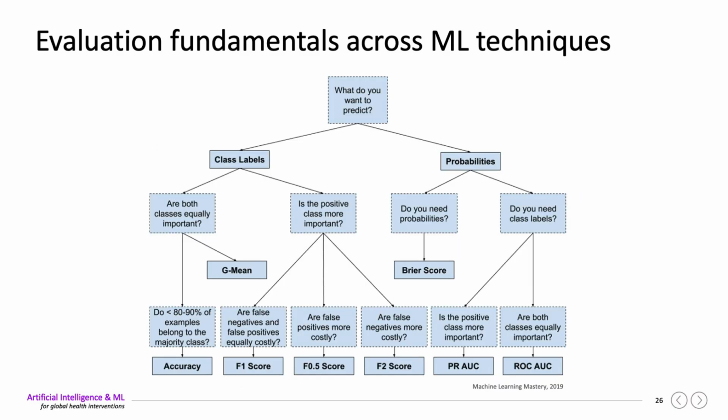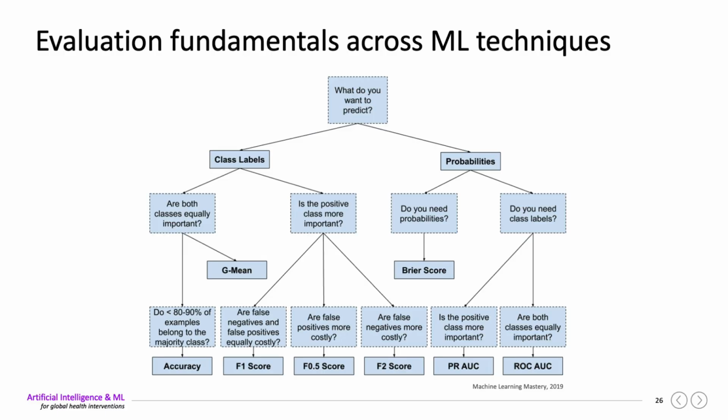This diagram shows how the choice of evaluation metric should follow directly from what you want to predict and the relative importance of errors. If your model outputs class labels, start by asking whether both classes are equally important. If yes, and the dataset is balanced, less than 80 to 90% in the majority class, accuracy is suitable. If the dataset is imbalanced, G-mean is preferred to balance sensitivity and specificity. When the errors are not equally costly, use F1 score if false positives and false negatives matter equally, F0.5 score if false positives are more costly, and F2 score if false negatives are more critical, common in healthcare screening tasks.